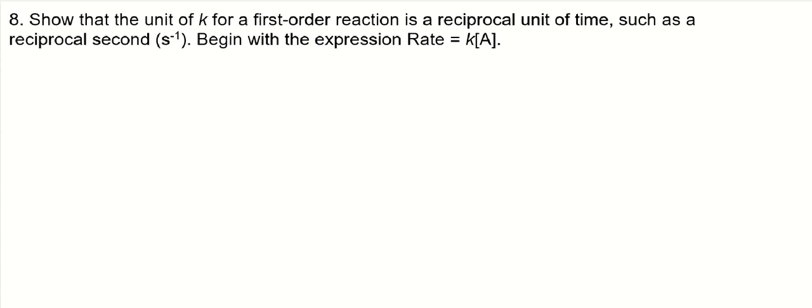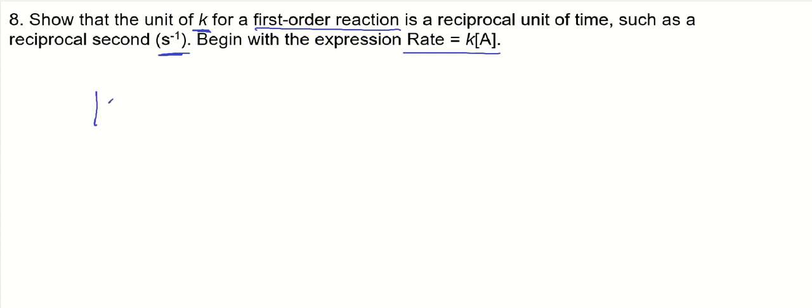Show that the unit of k can have many different units depending on the order of the reaction, but it tells us it's the first order reaction is a reciprocal unit of time, and there's an example. So let's just use seconds. All right, so the first thing to do here is we're given the rate law. They didn't have to do that, but let's isolate k. So pause your video, and if you haven't started, try that first.